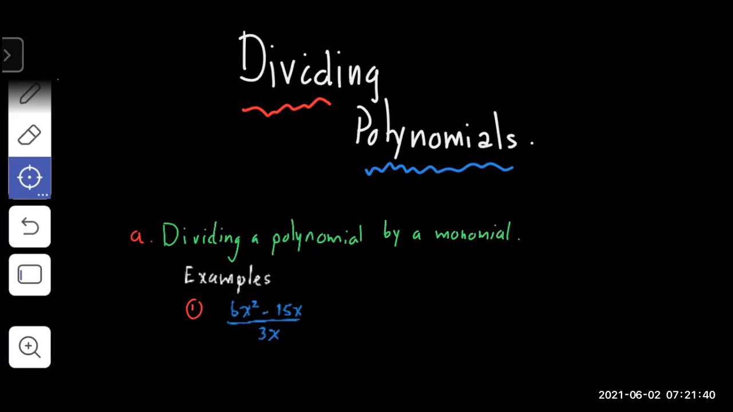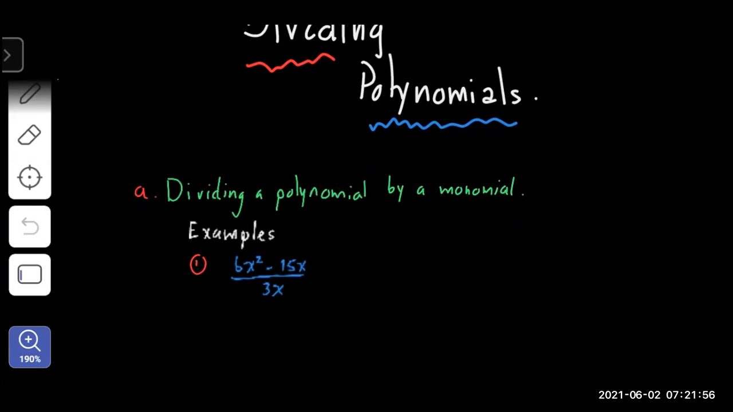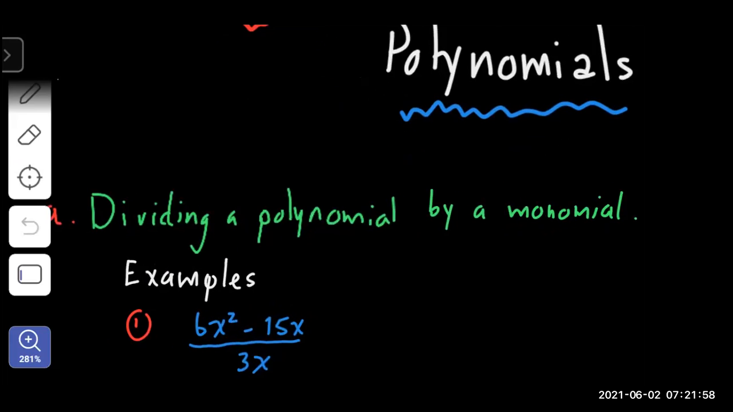The second case is dividing a polynomial by another polynomial. Something big divided by another expression that is big as well. So, a polynomial by a polynomial. But let's see what we're going to do. How does this work? Let's zoom in just a little.